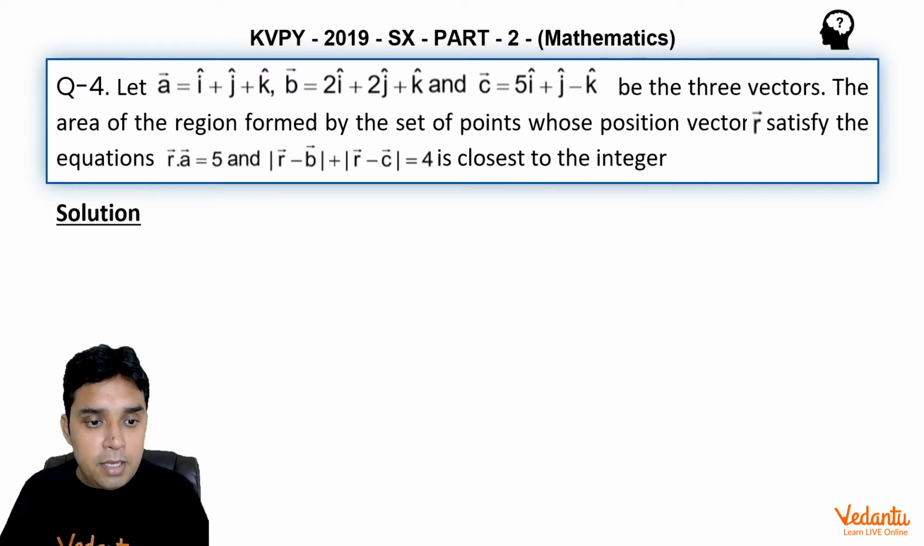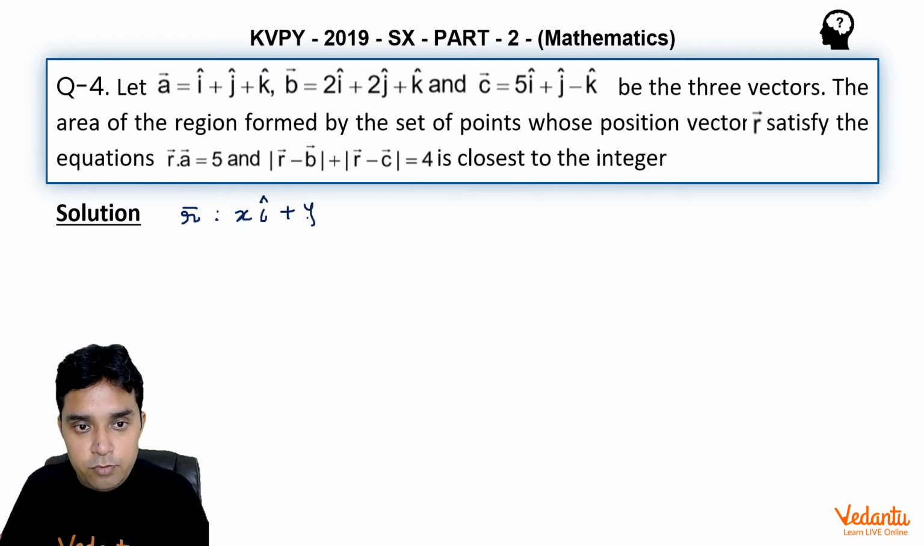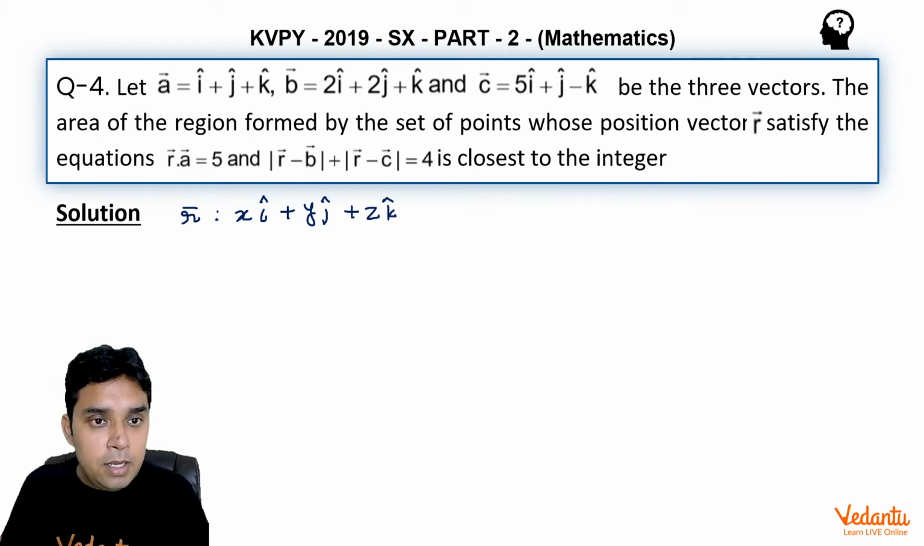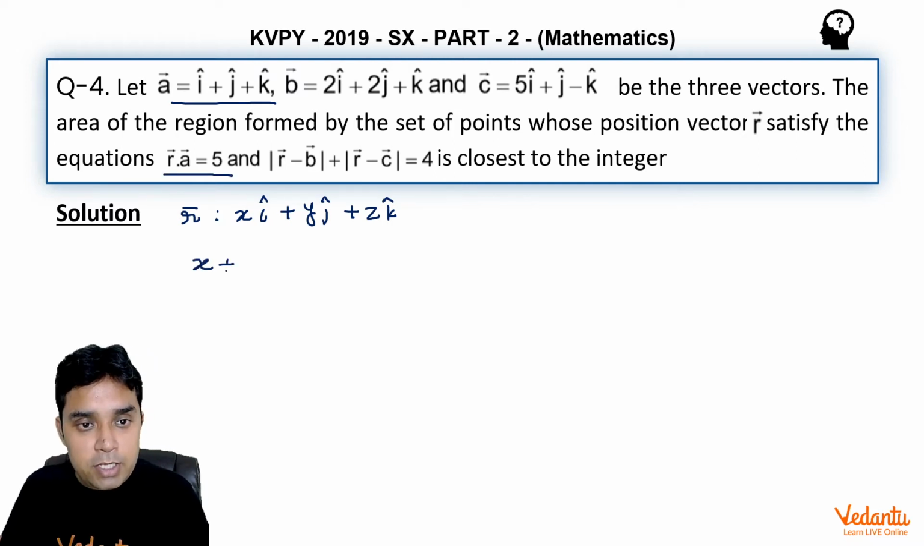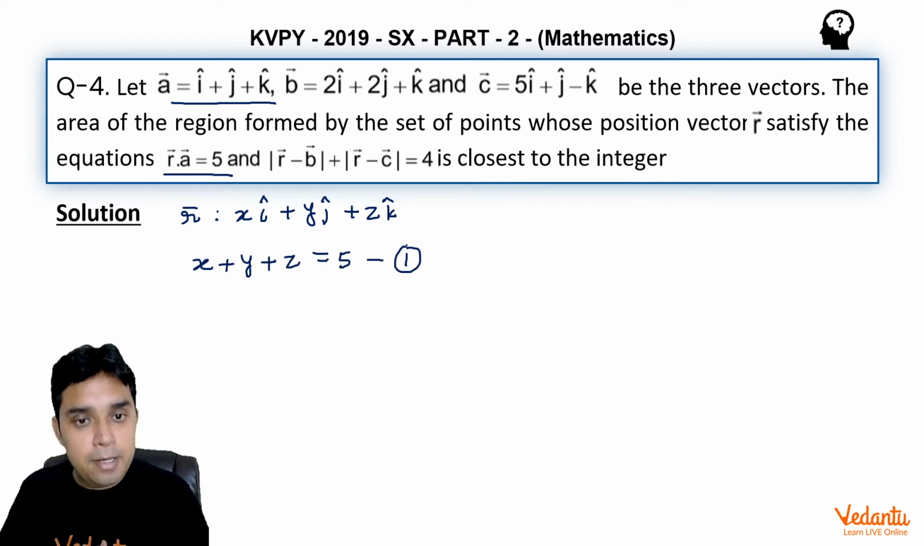Now let us see how to solve this question. First, if I take R to be a variable point denoted by xi cap plus yj cap plus zk cap, then as A vector is i plus j plus k, this relation R dot A equal to 5 will become x plus y plus z equal to 5, which is actually the equation of a plane.